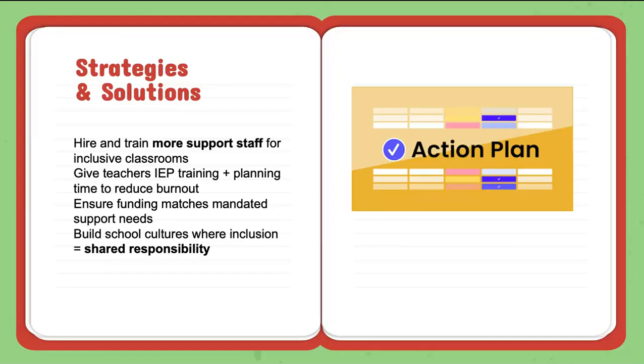This is supported by Peters and NCLD. Inclusion fails not because students can't learn, but because schools aren't equipped to support how they learn. So now I see solutions not as fixing the child, but fixing the structure around the child.